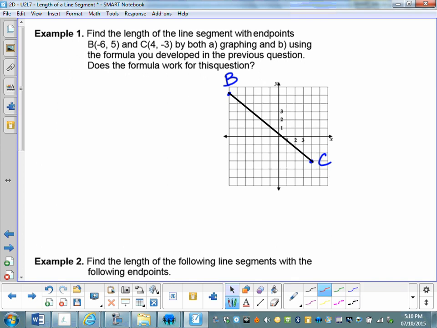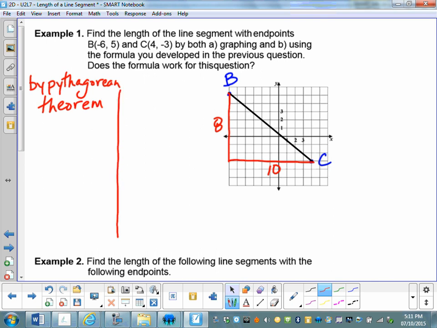So remember, using the graph, I'm going to use my vertical distance and my horizontal distance. So the distance across the bottom here is 10. The distance going up the side is 8. So if I do it by Pythagorean theorem, it's going to look like this. Well, I'll write Pythagorean theorem is a squared plus b squared equals c squared. We're trying to find the length of the hypotenuse, so my other two sides are the 8 and 10.